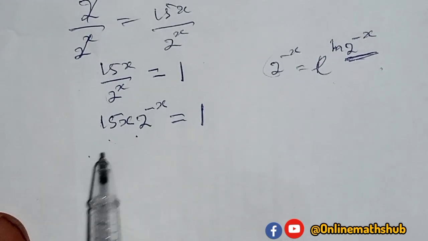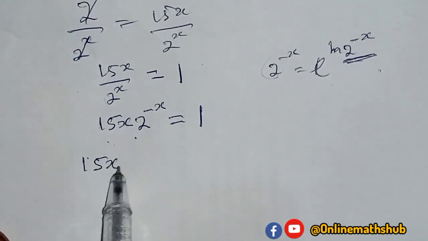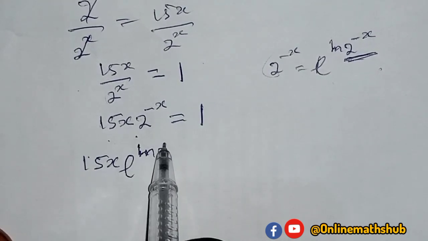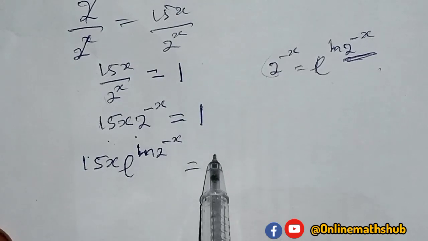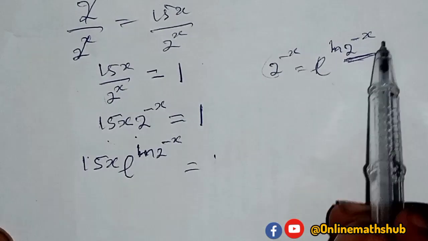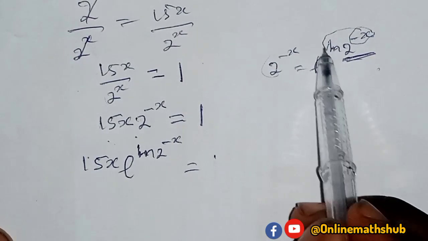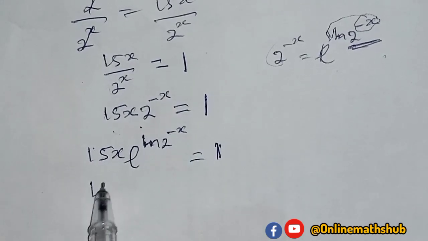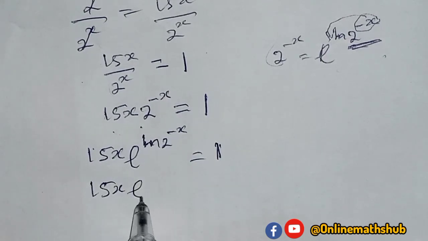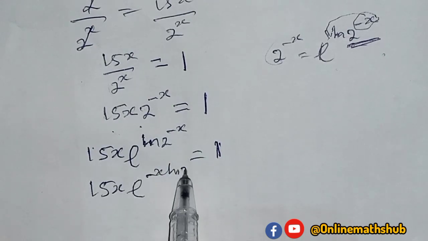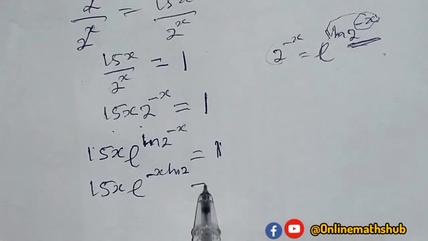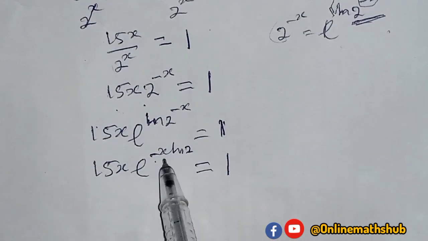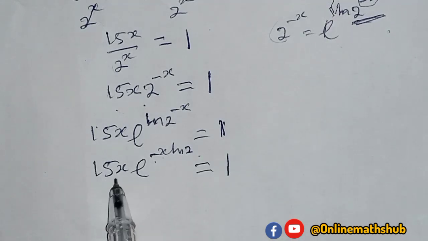If I do that, I will have from here that 15x exponential ln 2 power minus x is equal to 1. I can also decide to bring this one down using the power rule of a logarithm, and of course if I do that, what I'm going to be having in the next stage is 15x exponential minus x ln 2 is equal to 1. Okay, so we've gotten minus x ln 2, and then we also have x here.